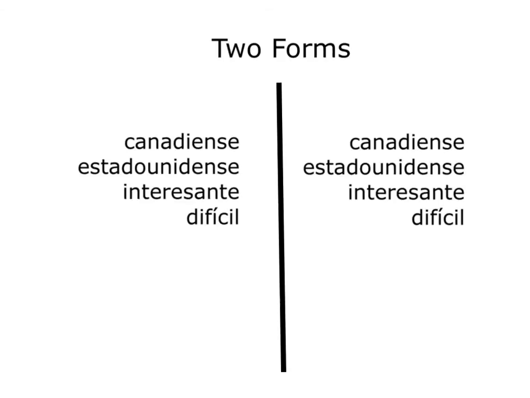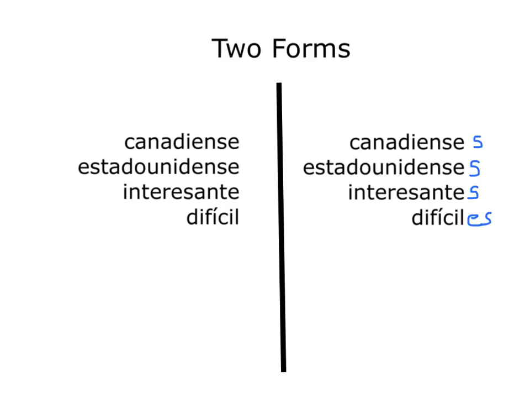To make them plural, we'll do the same thing that we did before. Do you remember what to do to make something plural when it ends in a vowel? Add an S. Canadienses. Estadounidenses. Interesantes. And how about if it ends in a consonant? Difíciles. This time I don't have to take the accent off because it was not on the very last vowel.